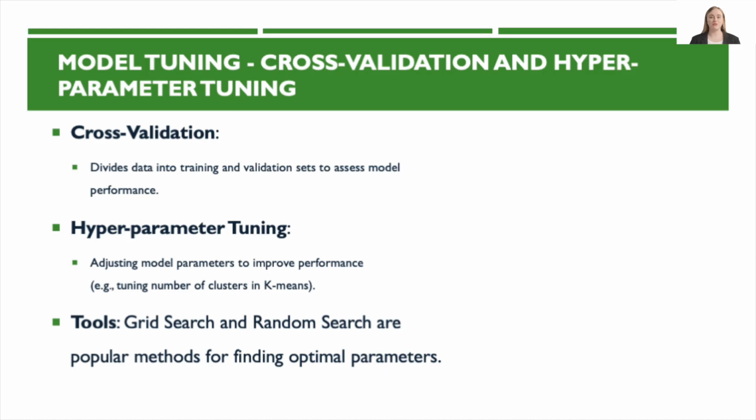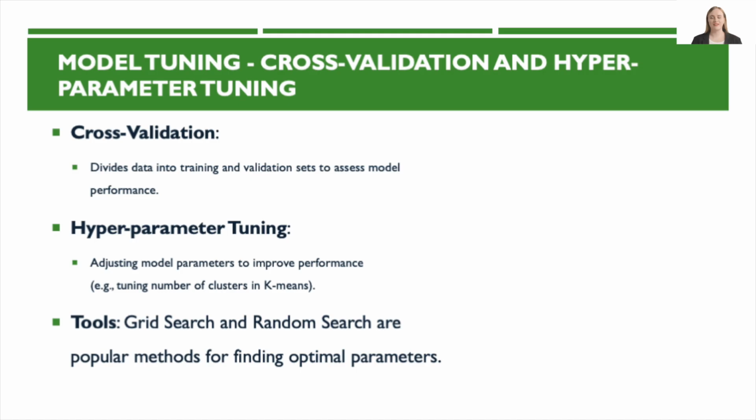Model tuning, cross-validation, and hyperparameter tuning. To improve model performance, we can use cross-validation and hyperparameter tuning. Cross-validation divides data into multiple subsets for training and testing. This process helps us better understand the model's performance and avoid overfitting. Hyperparameter tuning involves adjusting model parameters to find the best configuration.